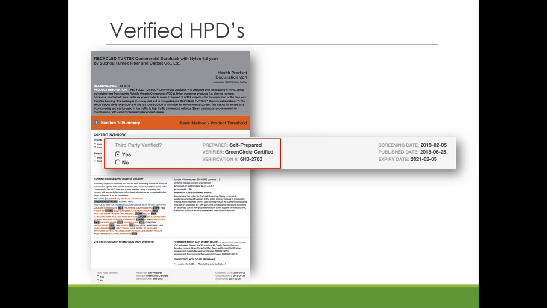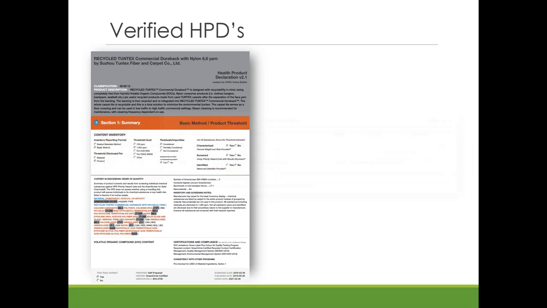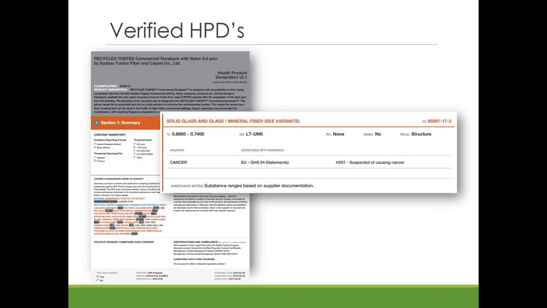Another thing you're going to see when you look at an HPD is the fact that some of these materials might draw a significant hazard, like cancer. In this particular aspect, we can see here it's drawn by solid glass and glass mineral fiber materials that are in this carpet tile. Carpet tiles start out usually, the backing starts out with a roll of fiberglass mat, which is basically unrolled and coated with whatever the backing that's going to be utilized as a substrate to hold the backing.